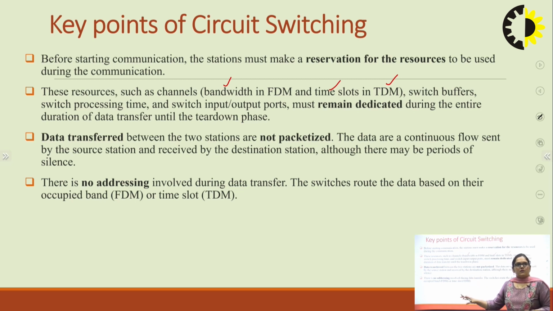Second, in circuit switching, the data transferred between the two stations are not packetized. That means the data is a continuous flow sent by the source station and received by the destination station, although there may be periods of silence. And the fourth point is that there is no addressing system involved during the data transfer. The switches route the data based on their occupied band or fixed time slot.